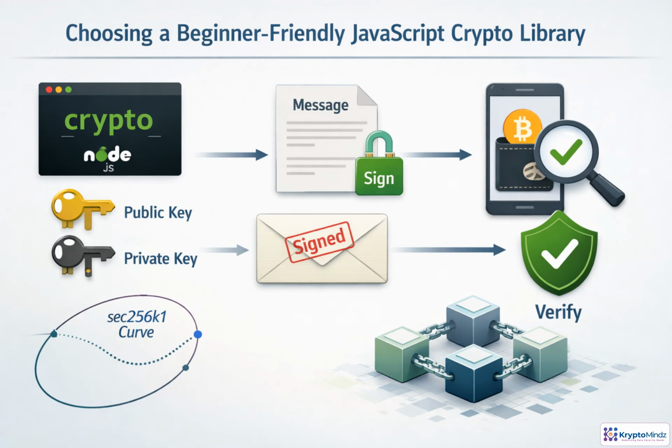For this demo, we'll use Node.js's built-in crypto module that keeps setup simple, with no extra packages to install, while still using real public key cryptography. We are not sharing a password. We generate a key pair, sign a message with the private key, and verify it with the public key. Wallets may use different APIs and curves like secp256k1, but the signing pattern is the same.